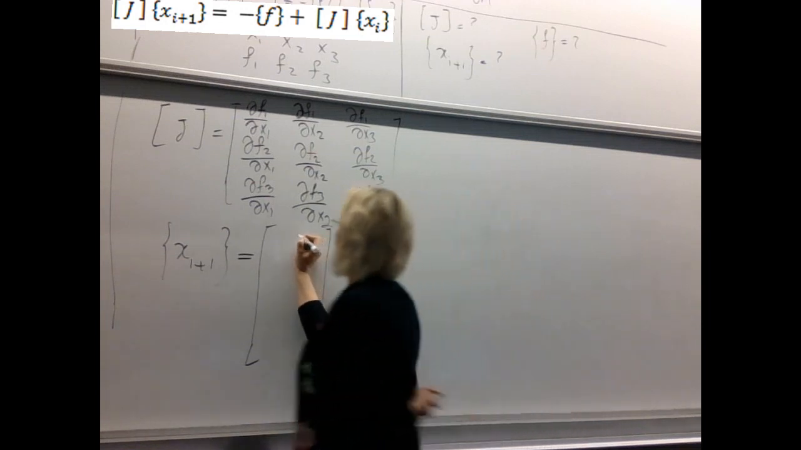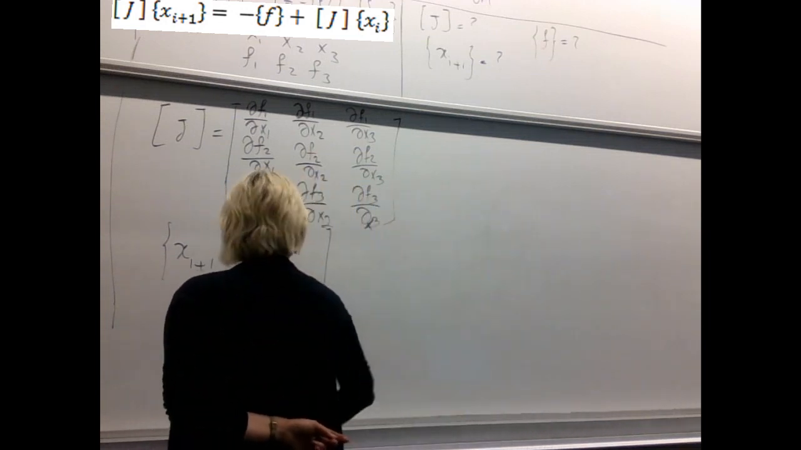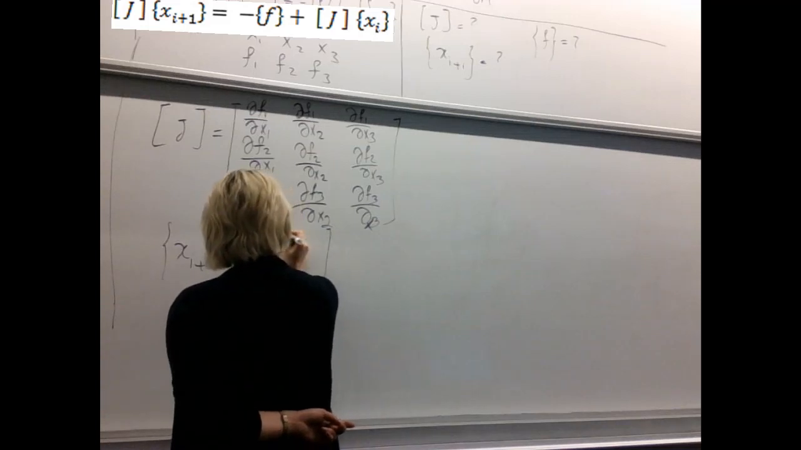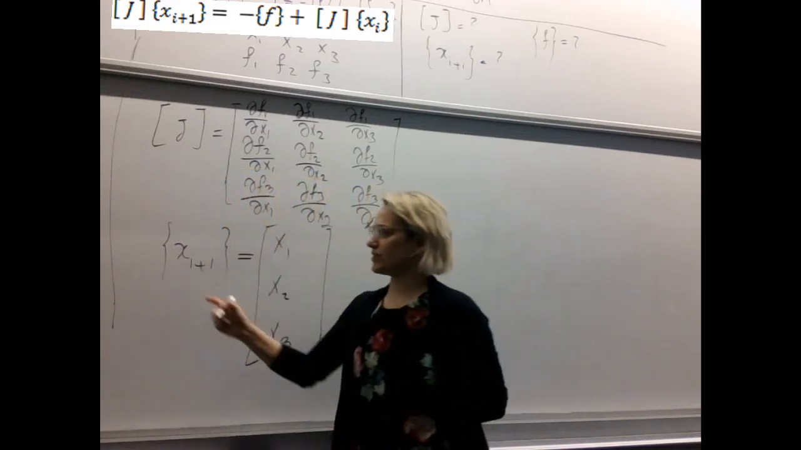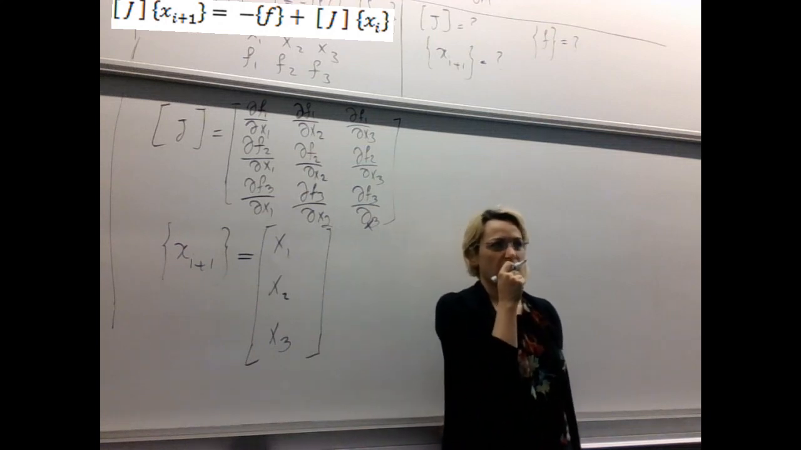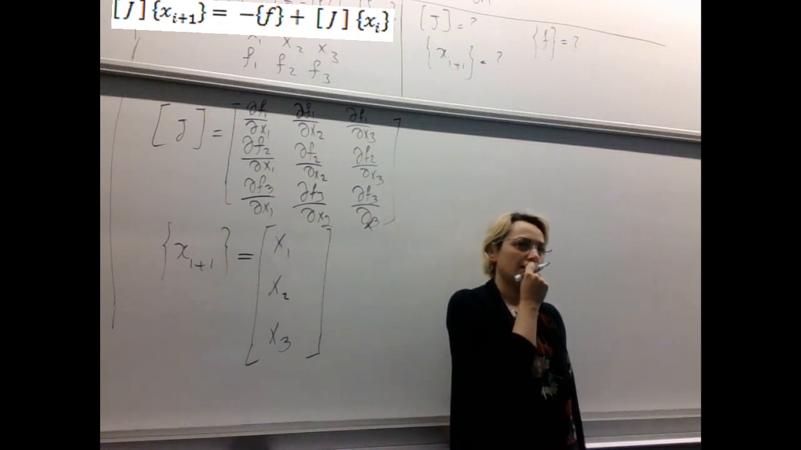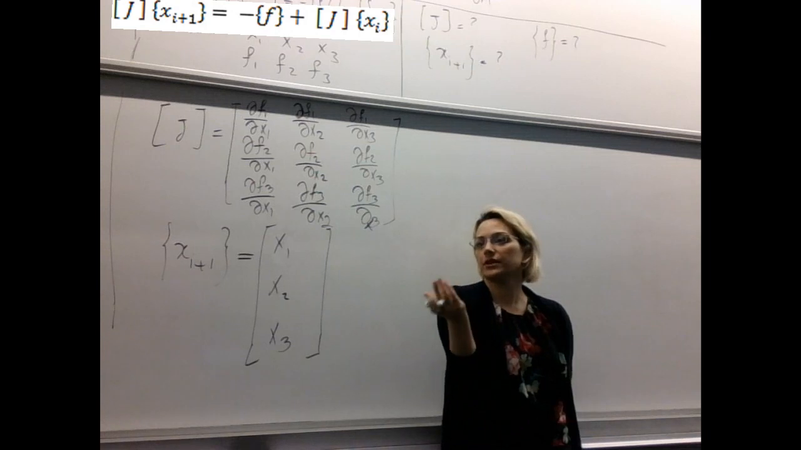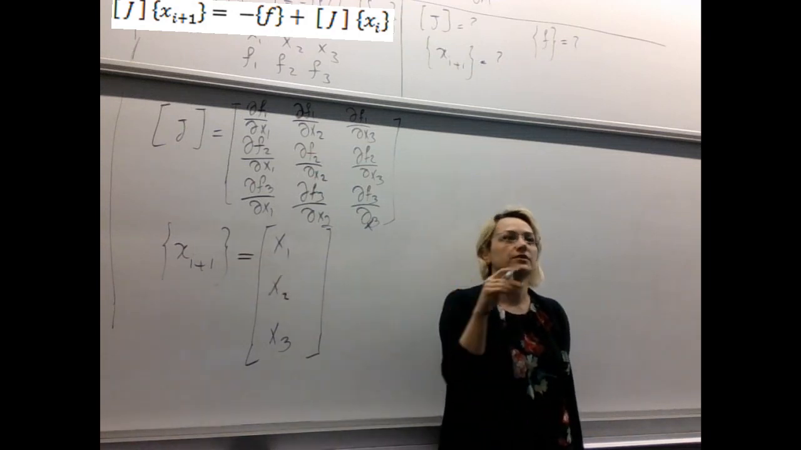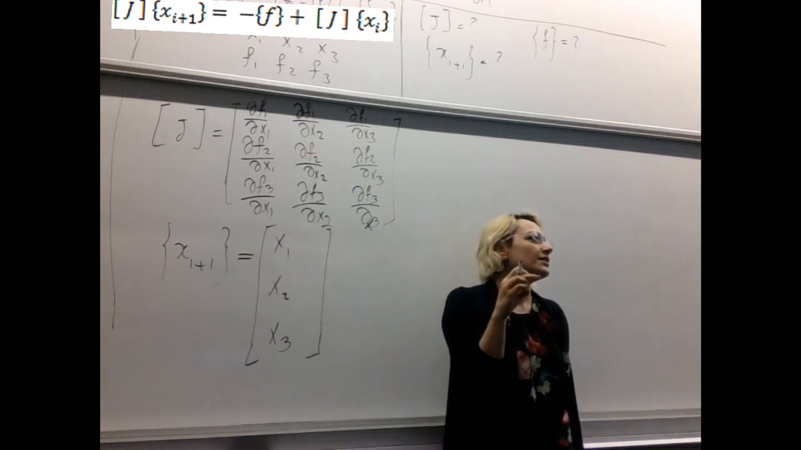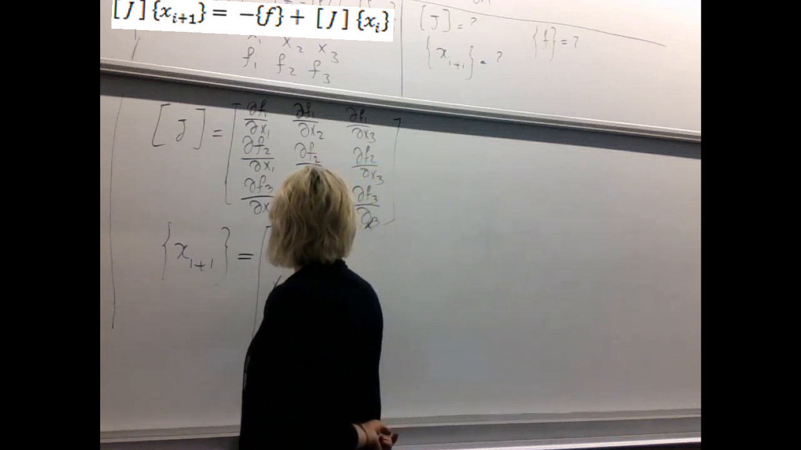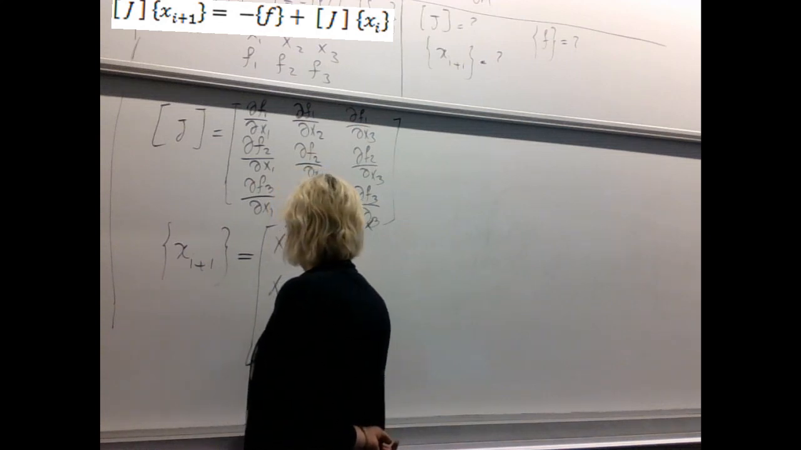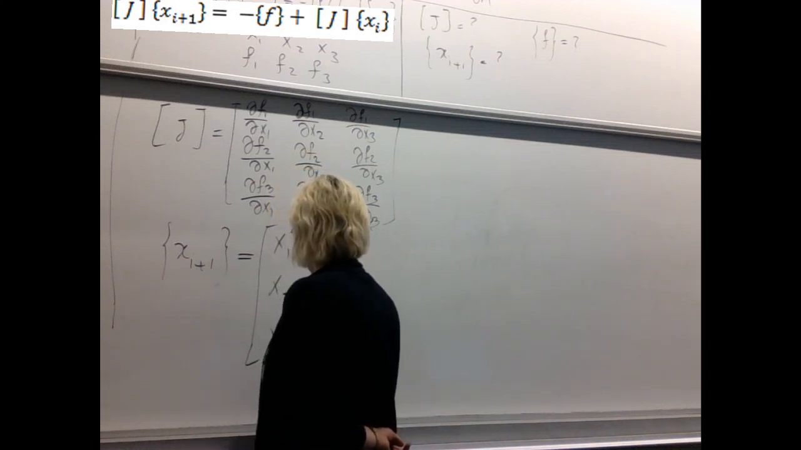X1, X2, X3. What about I plus 1? We said that we use I and I plus 1 for the iteration. So X1 at I plus 1, X2 at I plus 1, X3 at I plus 1.